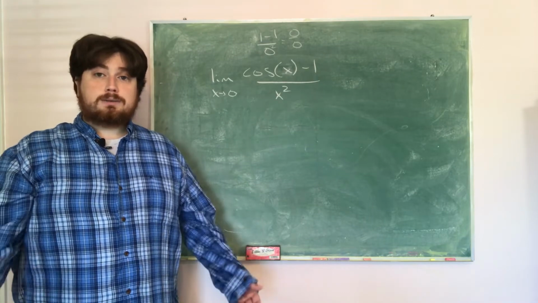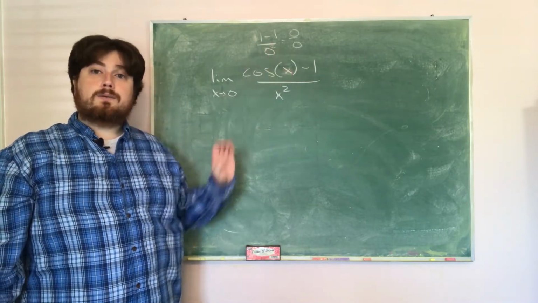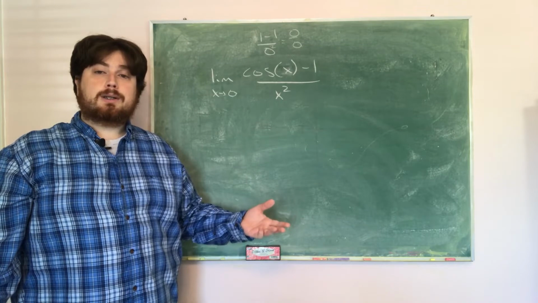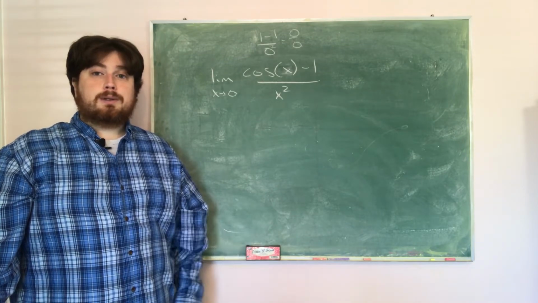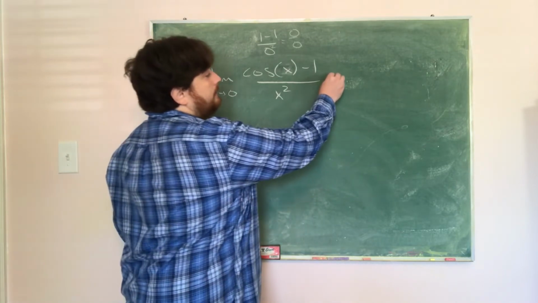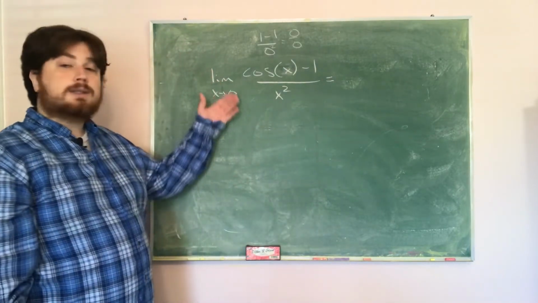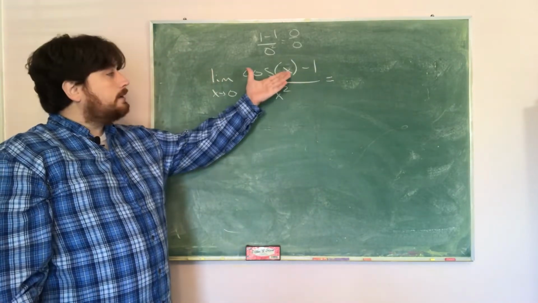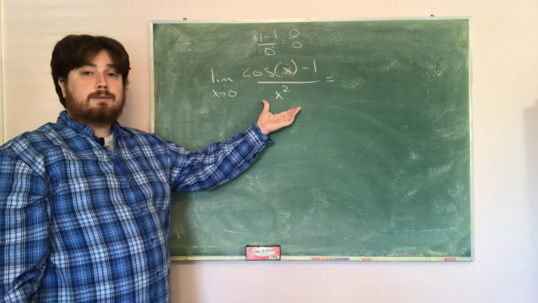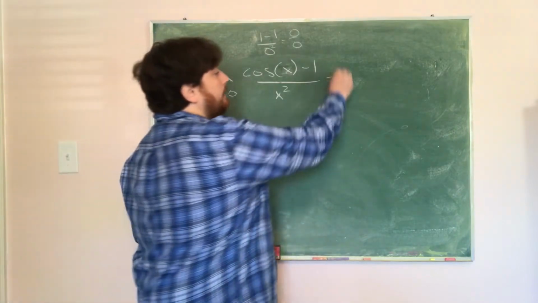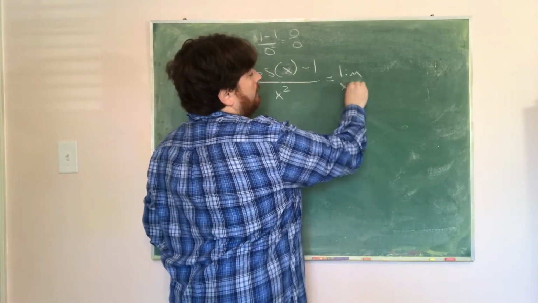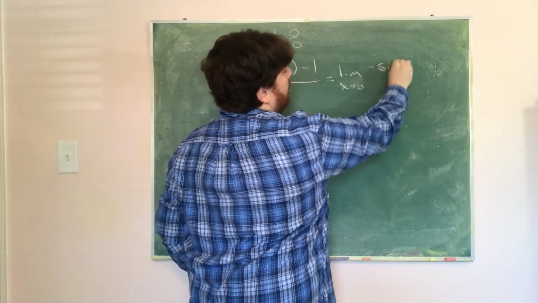So what we've seen now is that because we have the indeterminate form 0 over 0, we don't know what we're going to get, but we can use L'Hopital's rule to find what this limit is going to be. So if I want to find the limit as x goes to 0 of this, I can take the derivative of the top over the derivative of the bottom. The derivative of cosine is negative sine. So I get negative sine here.